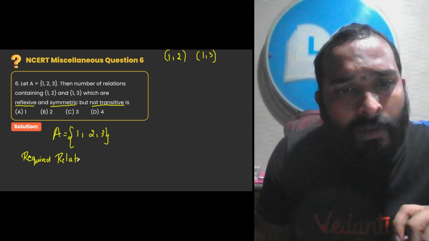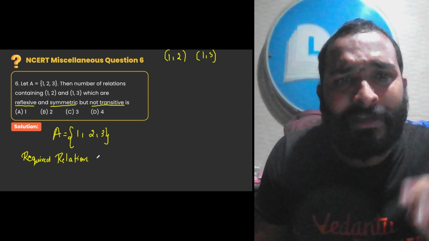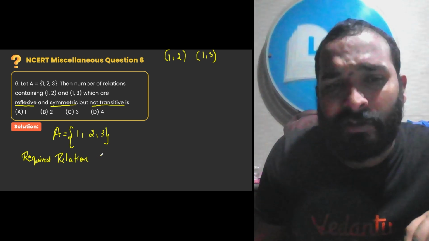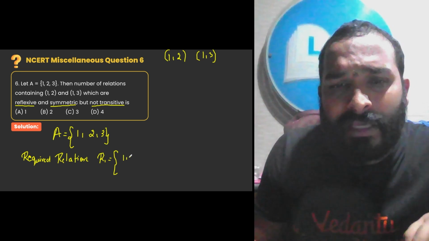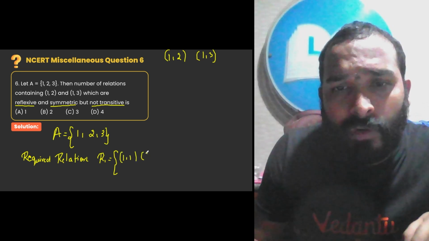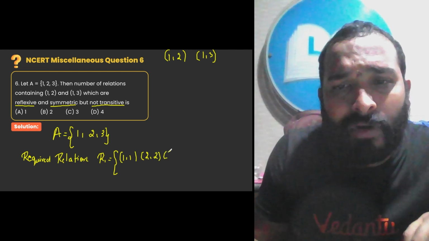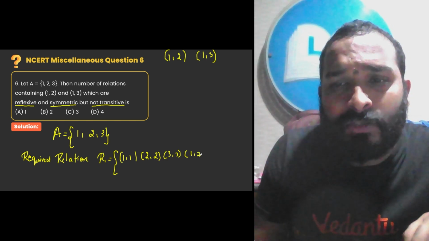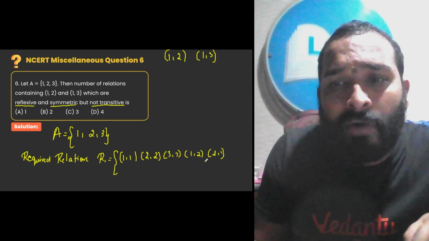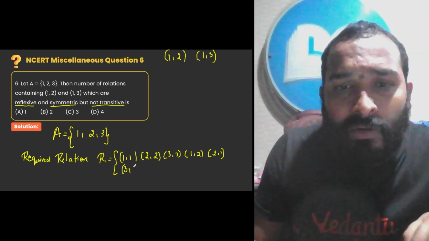with minimum number of elements containing 1, 2 and 1, 3 can be written as R1. See, it should be reflexive, so I should write 1, 1 and I should write 2, 2 also. Since we have 3 also, I should write 3, 3 also. Yes. And it should be symmetric. In that case, 1, 2 should be there. 2, 1 also should be there. Correct. 3, 1 also should be there. 1, 3 also should be there.